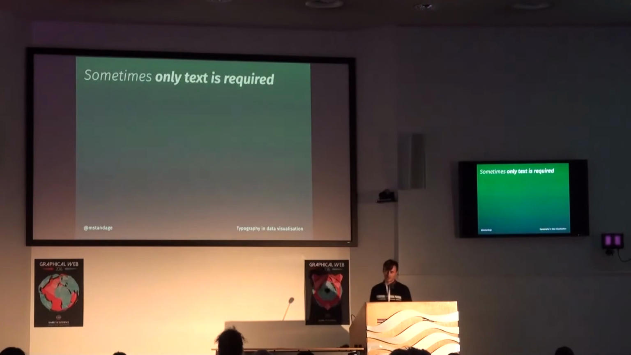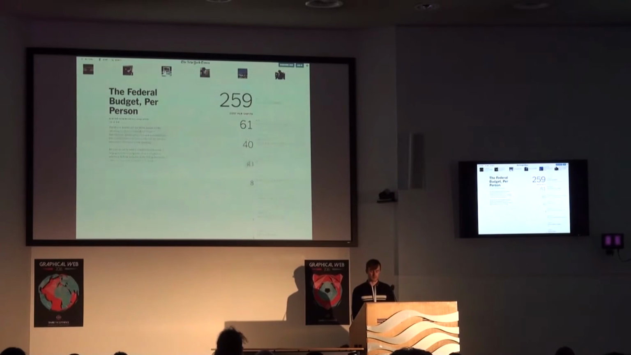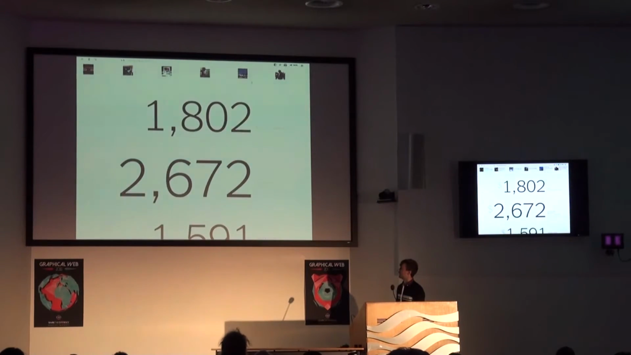And sometimes only text is really required to visualize something. In this example from the New York Times, the designers just used type size to communicate the relative amount of money per person that's spent on various things. Now obviously in comparison to some of the data visualization we've seen, this is a relatively simple data visualization, but just by using type size here, they're able to create this sort of cross between text and visualization, which highlights the relative difference between these figures.